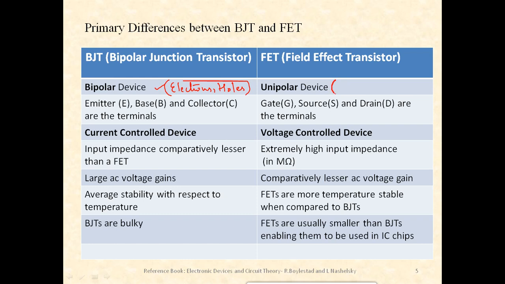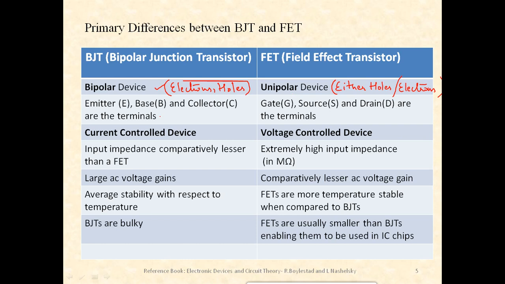The current flow in a FET is either due to holes or electrons, but not both. Because of that, it is called a unipolar device. If the current is due to electrons, we call it an N channel device. If it is due to holes, we call it a P channel JFET.